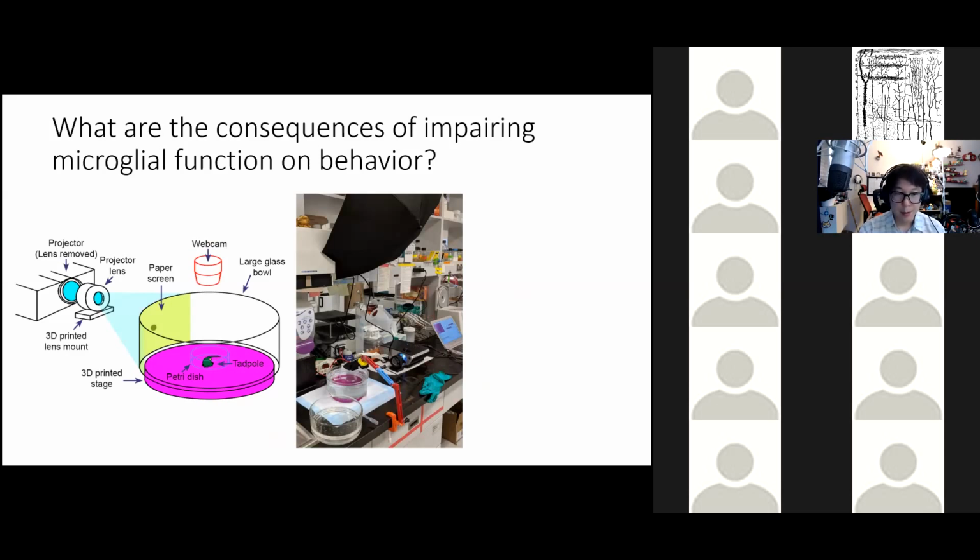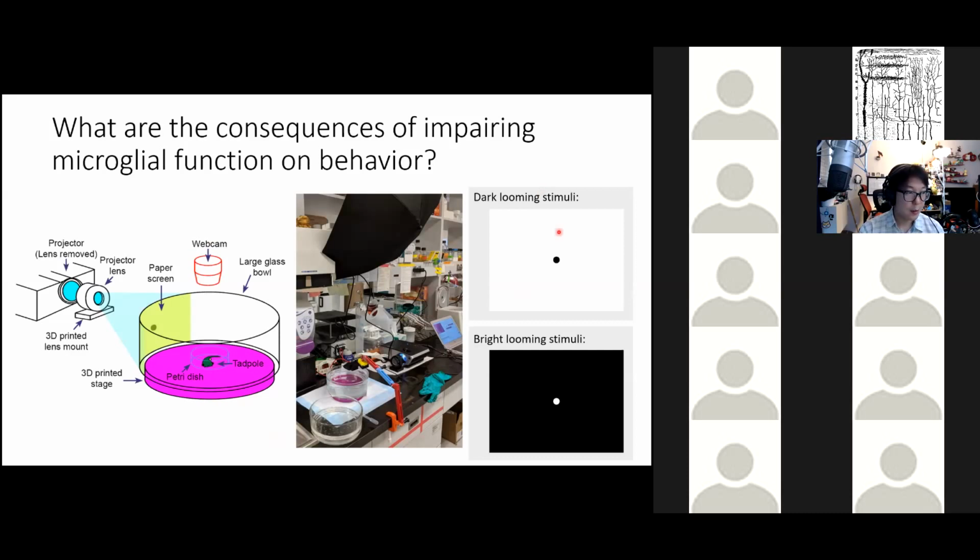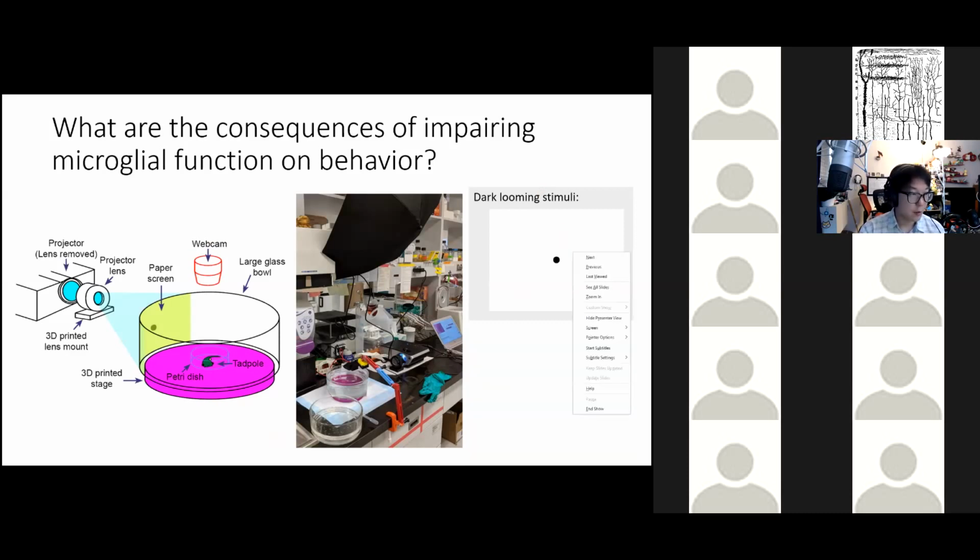And we then presented dark looming stimuli, which simulates an oncoming... Okay, well, anyways, it's a growing black disc. That is the dark looming stimuli, and that simulates an oncoming object or predator. And this sort of stimuli is common for eliciting escape behavior in highly predated animals.